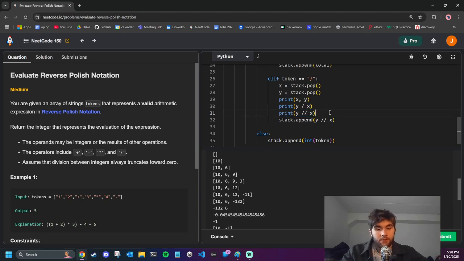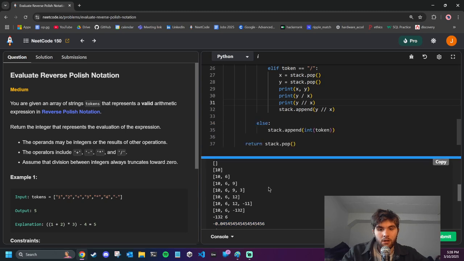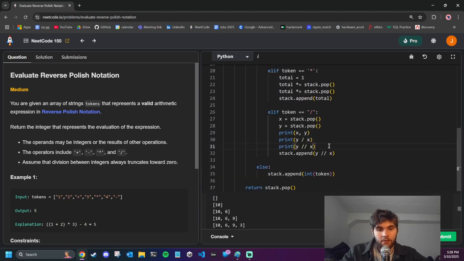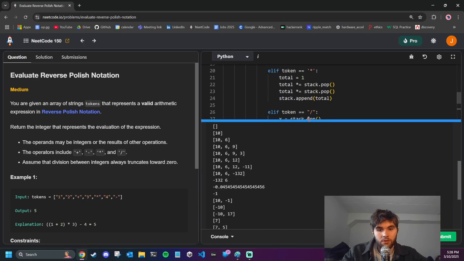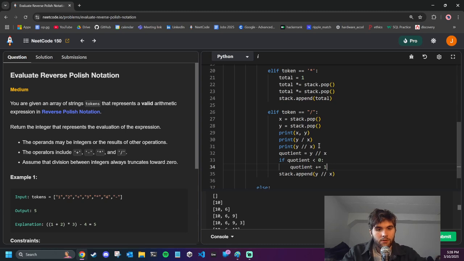So we could add an if statement. Okay, so this should be 0, but it's 1. So I'm thinking, if it's negative, we could say quotient equals y divided by x, and then if quotient is less than 0, quotient plus equals 1, then we'll append quotient.